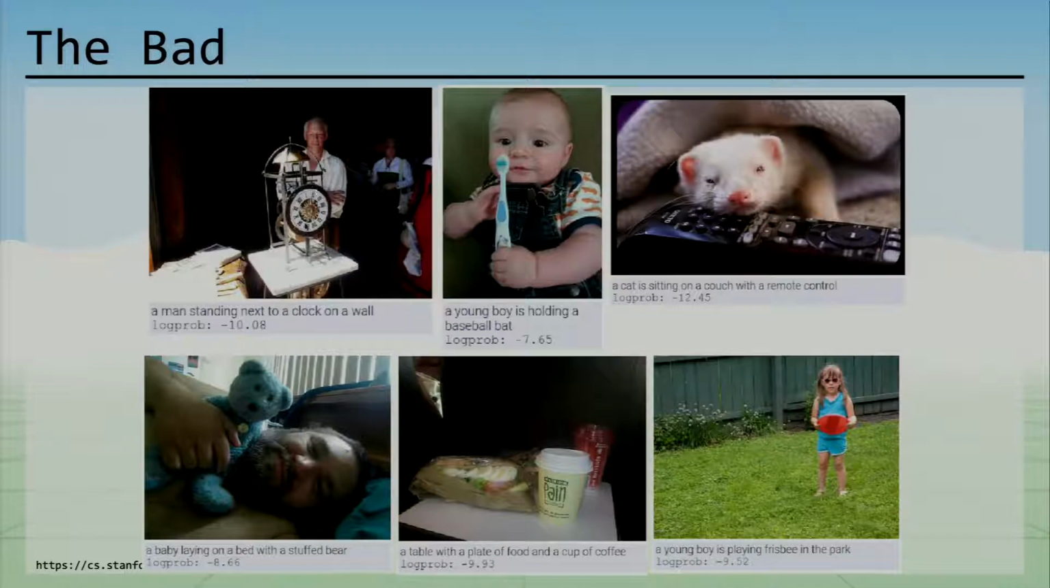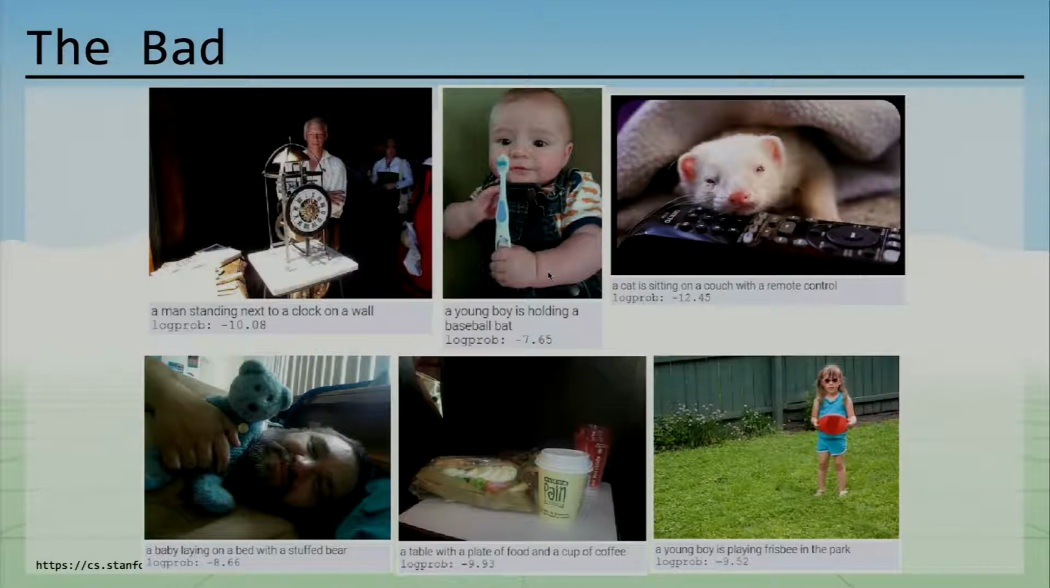It clearly sees that there's a clock here and that there's a man here, but again it seems like maybe this captioning system is doing some basic pattern matching instead of something more holistic, something more like what humans do when we look at an image and process it. Clearly it has certain object classes that it's looking for, like remotes and cats and baseball bats, etc., and then it takes those objects and sticks them into some sort of framework.